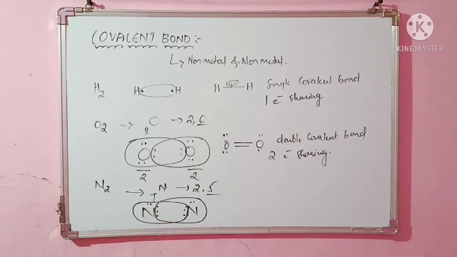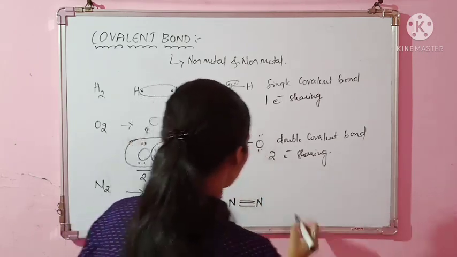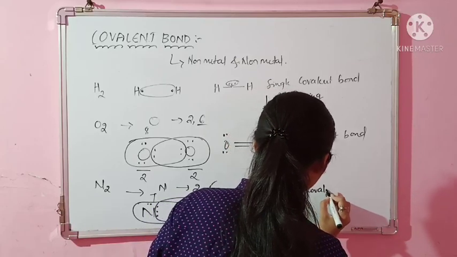Like this there will be a sharing of 3 electrons. So here the nitrogen will have a triple bond. Here it is called a triple covalent bond. Why is it called a triple covalent bond?